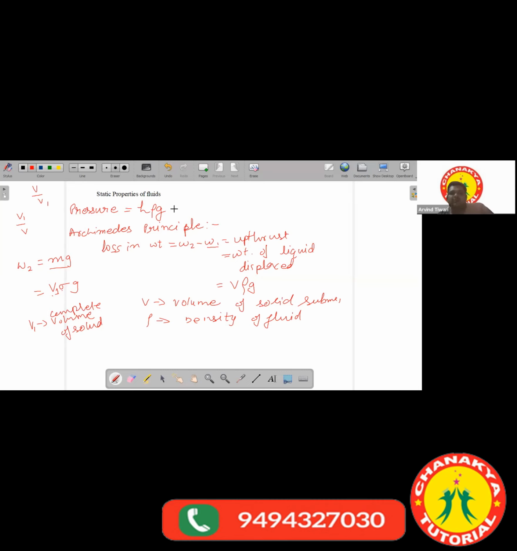Now, apart from the Archimedes principle, we have Pascal's law of pressure that says that pressure is equal to H rho g. Then we have some surface phenomena. In the surface phenomena, we study about surface tension.